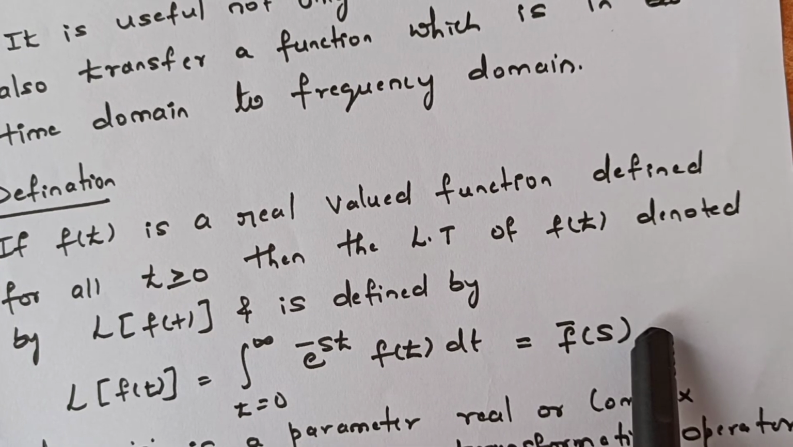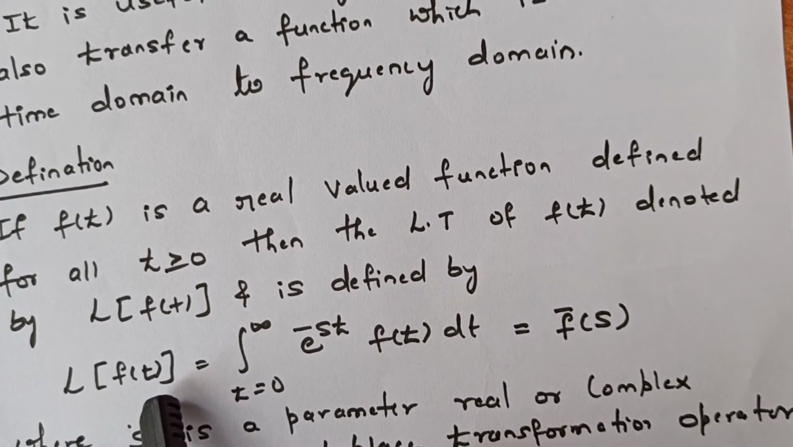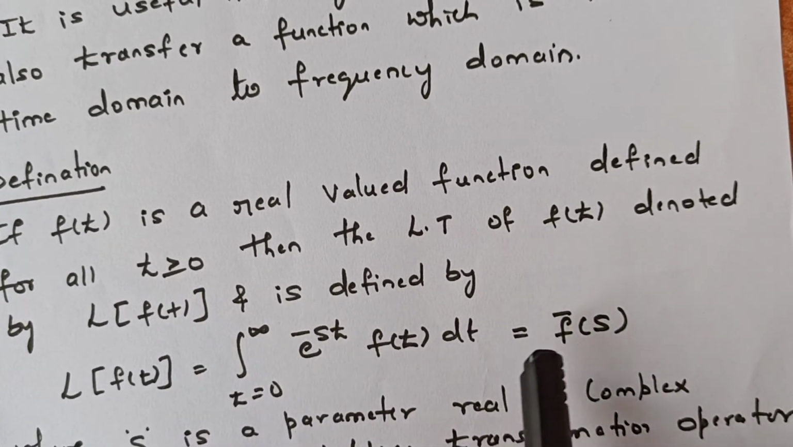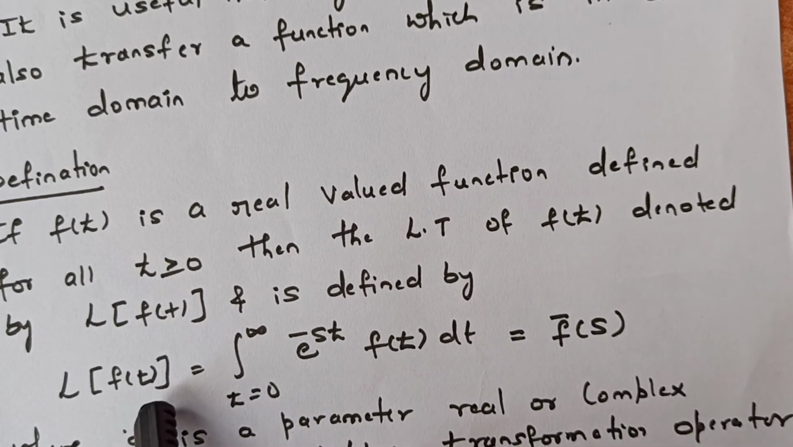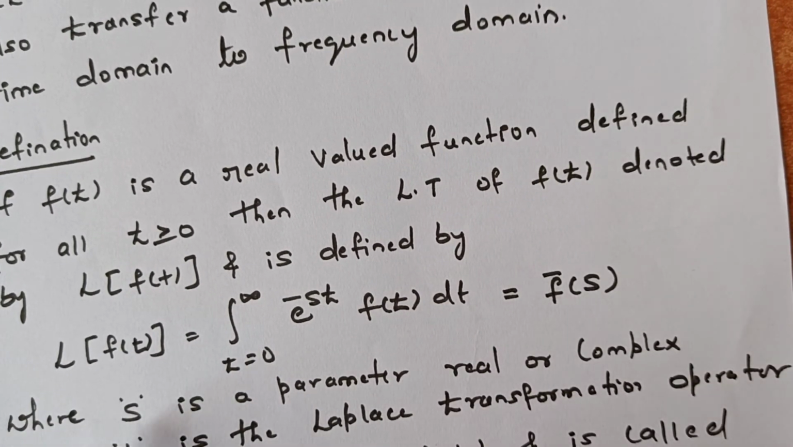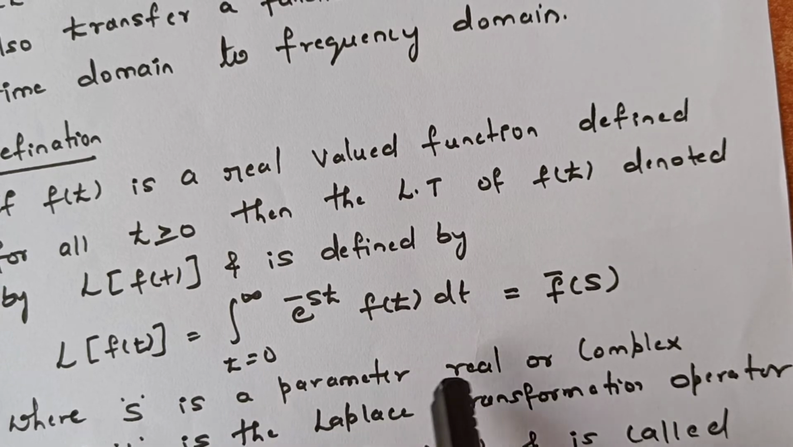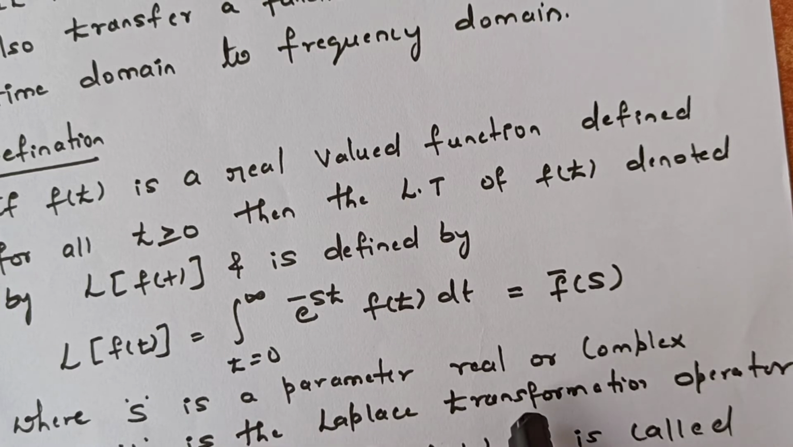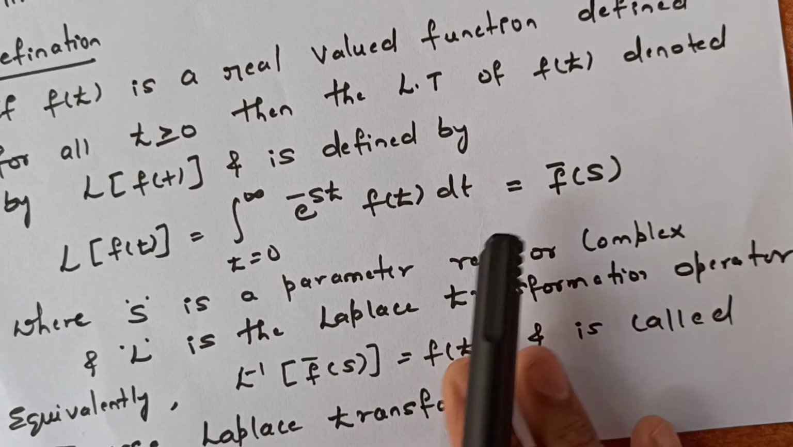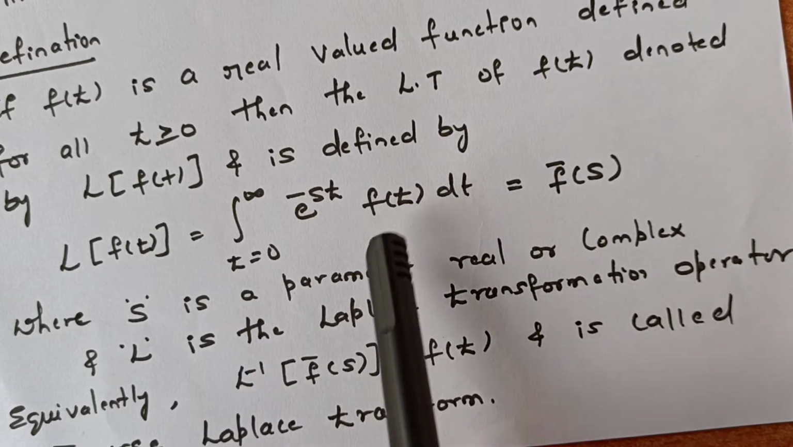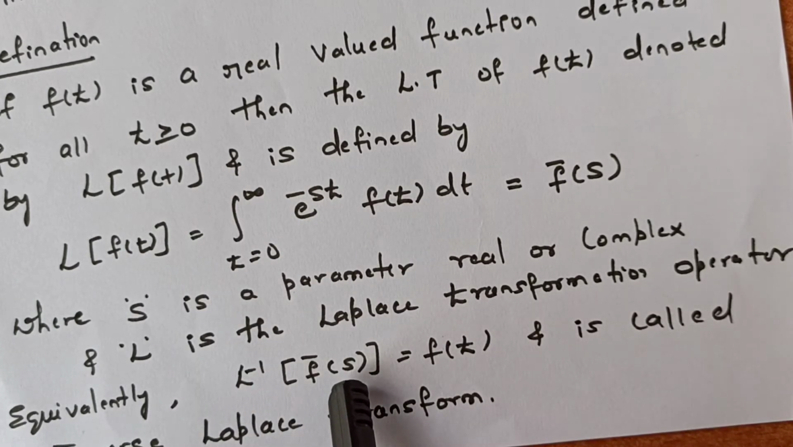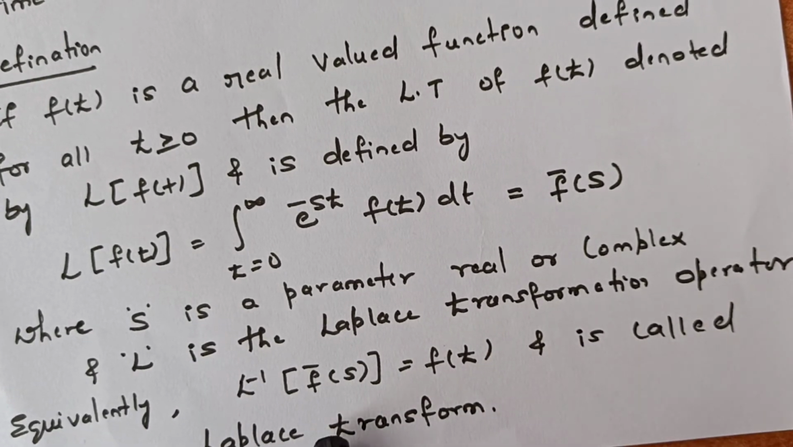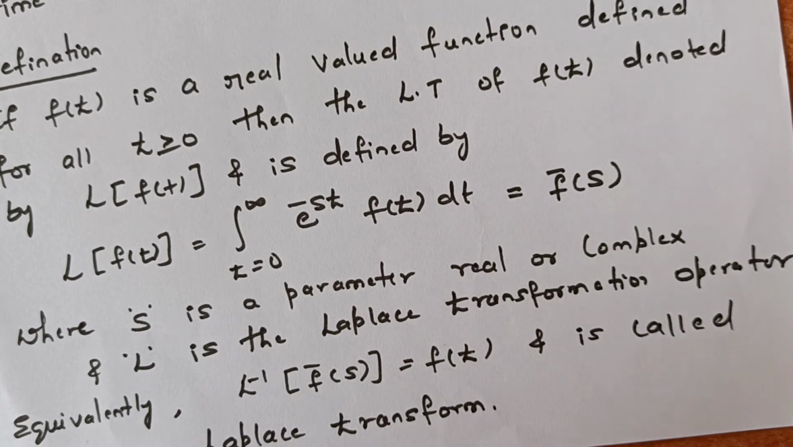After the conversion, what happens? A function of t in a time domain has been converted into an algebraic function, that is from one domain to another domain. This is what the Laplace transform does. Here s is a parameter, it may be real or complex, and as I already told you, L is the Laplace transformation operator. Equivalently, we can write this equation as L inverse of f bar of s equals f of t, and this is also called the inverse Laplace transform.